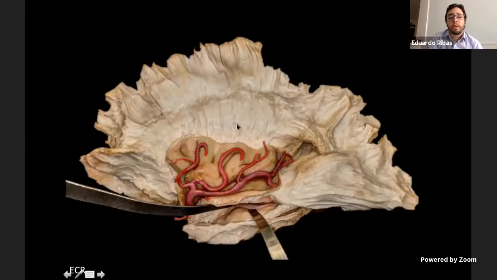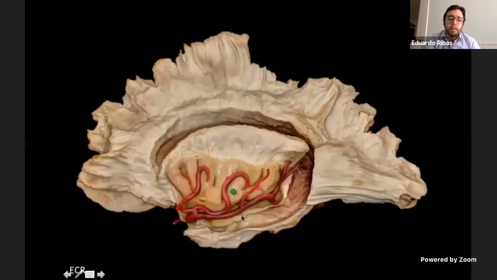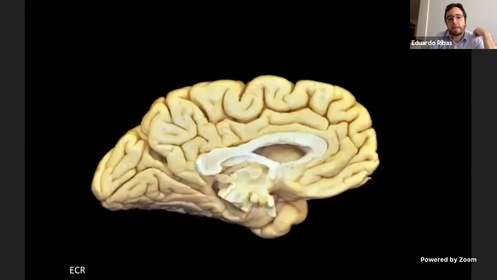This is the internal capsule. These are projection fibers with this radial disposition. And this is a deep cut made at the insular limiting sulci. And you can see how easy it is to reach the lateral ventricular cavity and detach the central core from the rest of the brain. See how this region can be easily detached from the rest of the brain.